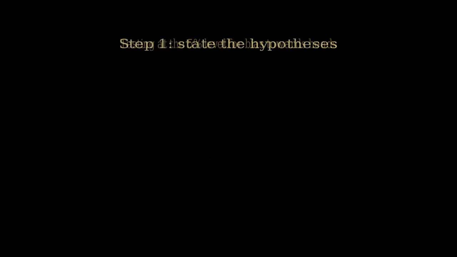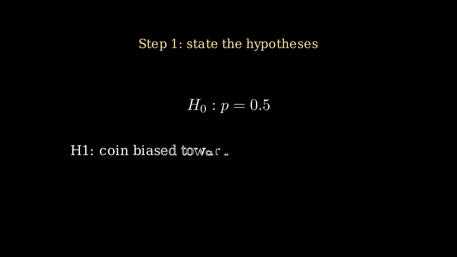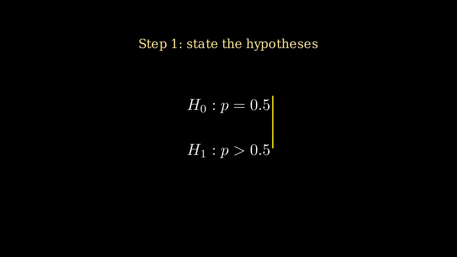Step 1 is to state the null and alternative hypotheses in full sentences. The null hypothesis is the coin is fair, so the probability of heads on each toss is 1/2. The alternative hypothesis is the coin is biased towards heads, so the probability of heads is greater than 1/2.